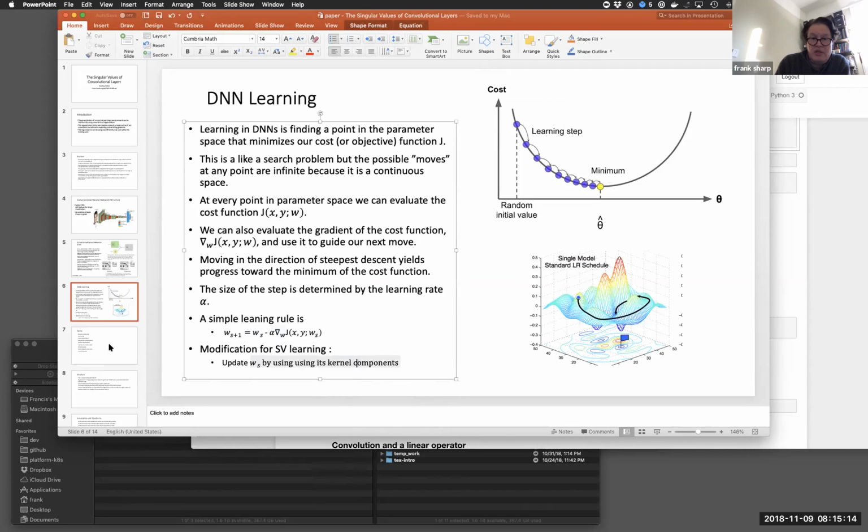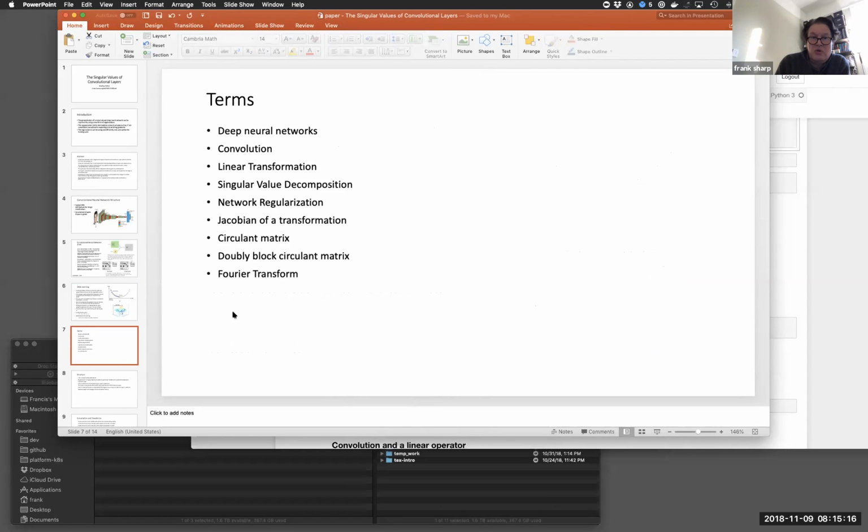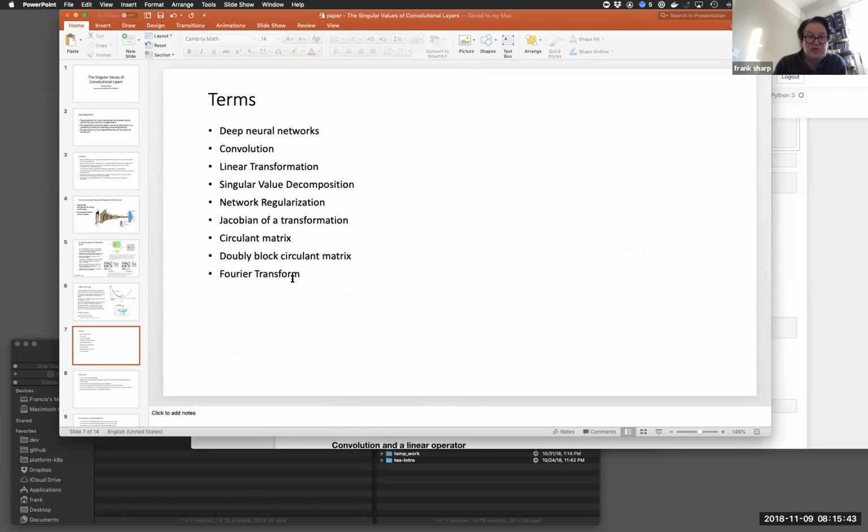Let's see. So here are some terms that I just wrote down. I won't go through them all. We'll just pick them up as we go. But these are some things like singular value decomposition, circulant matrix, Fourier transform that could be new to you, so you can maybe look those up.